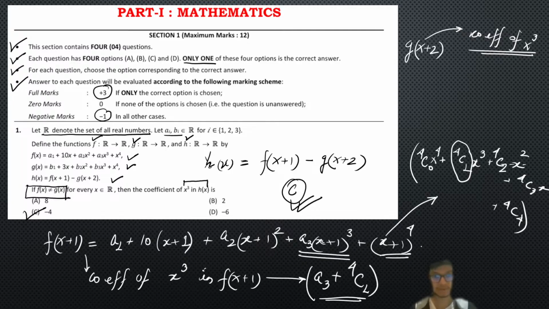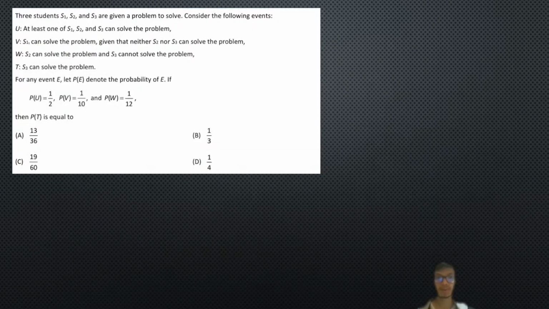So the next problem we have with us is another problem, and it's a problem of probability. Let's try to see how we can proceed to solve this problem. If you look at this problem, it is said that there are 3 students, S1, S2 and S3, and these 3 students are basically given a problem to solve, any problem to solve.